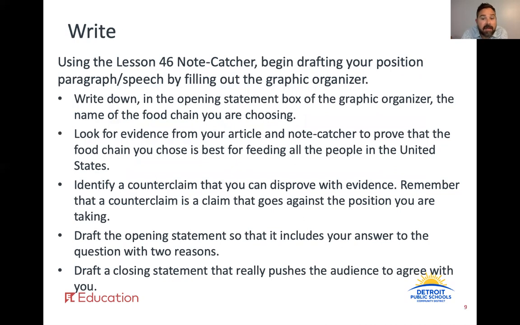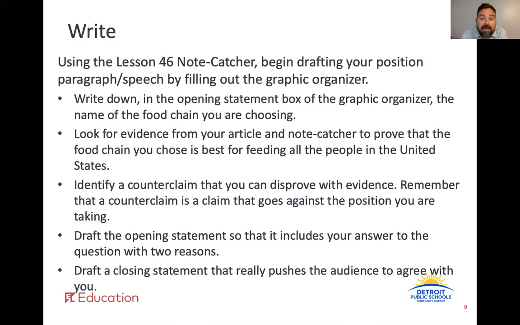Using the lesson 46 note catcher, begin drafting your position paragraph speech by filling out the graphic organizer. Write down in the opening statement box of the graphic organizer the name of the food chain you are choosing. Look for evidence from your article and note catcher to prove that the food chain you chose is best for feeding all the people in the United States.